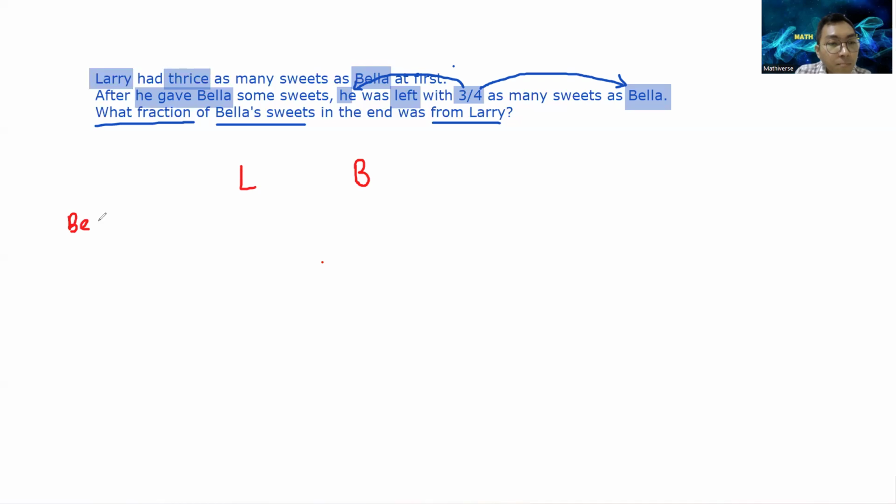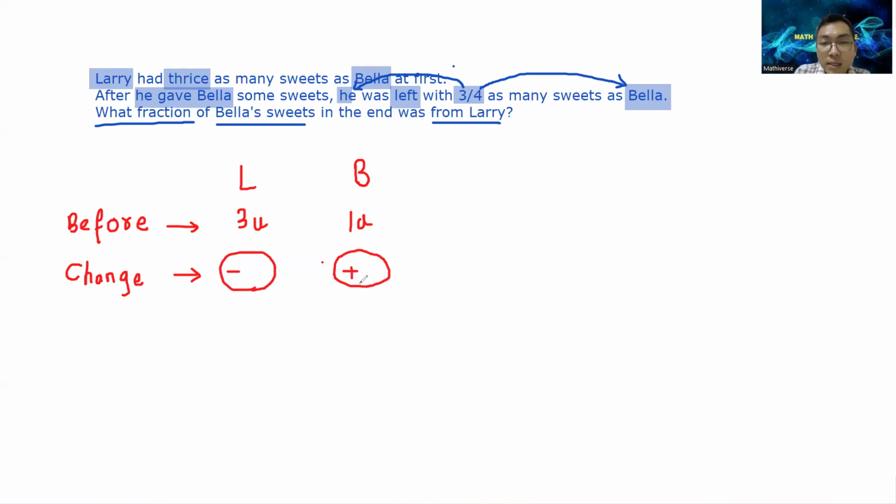Okay, so before, let me write here. Before given, Larry has thrice as many sweets as Bella, which means Larry is 3 units and Bella is 1 unit. This is before given. So we have the change. What change? Larry gave Bella. Okay, so Larry gave Bella, which means Larry's amount decreased and Bella's amount increased. We don't know what amount that is. It is the change. And then after changing, that's why we call it after.